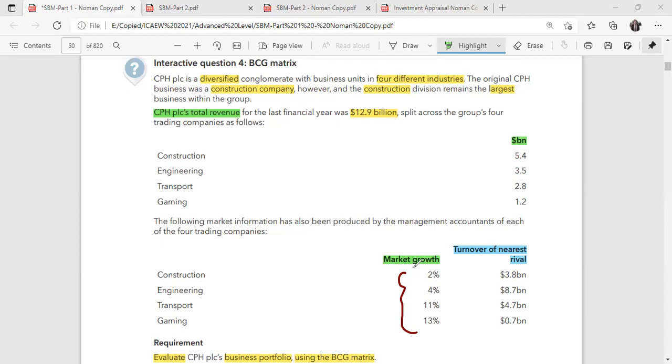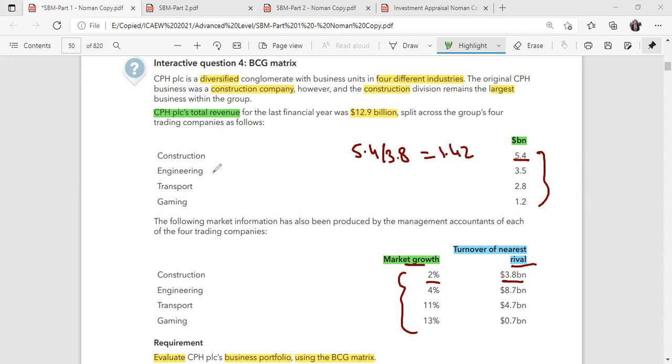We have to consider both areas, market growth as well as our share, and compare with our nearest rival. Someone might consider that there is 2% growth, so it is going to be a dog. That would be a wrong approach because it's only the growth factor, and we also need to consider market share. In construction, our share is 5.4 but our competitor's is 3.8, so 5.4 divided by 3.8 gives us 1.42 as our relative market share.